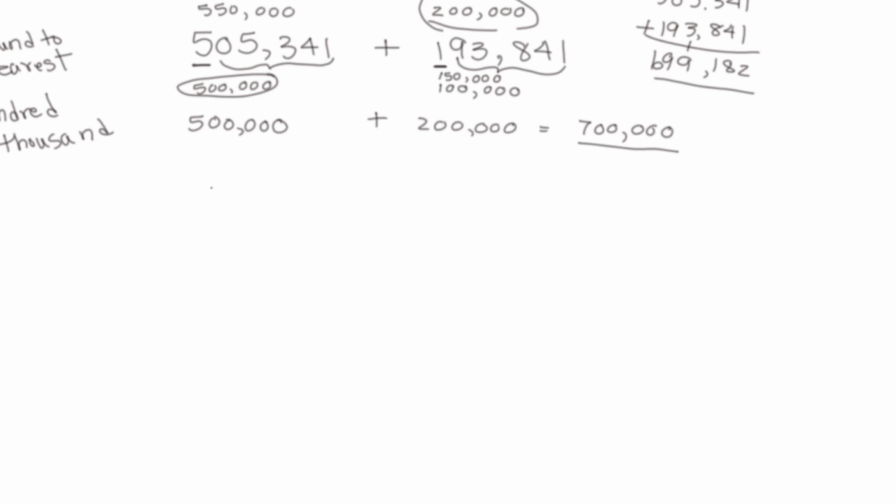Okay, so let's try a different one. Let's try a subtraction problem this time. Let's say we're going to subtract 35,555 minus 26,555. And we're going to start by rounding to the largest place value. So the largest place value here is the 10,000s. So we're going to round to the 10,000s.